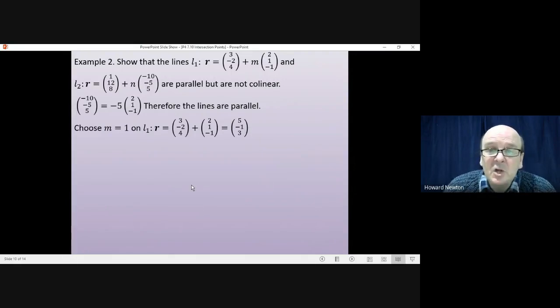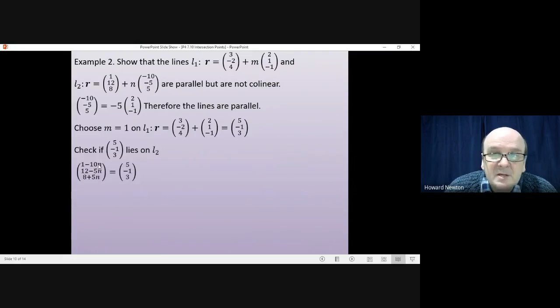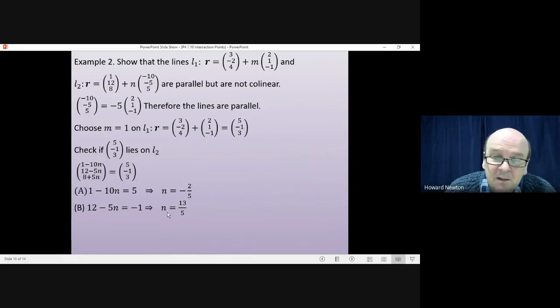Now I need to show that that point is not on the second line. So checking if (5, -1, 3) is on the second line, that's the equation for the second line, written as a single vector. And I want to know if there's some value of n which will give me that point for the answer. Looking at the i values, I'd get n equals -2 over 5. Looking at the j values, I immediately get a different value, n equals 13 over 5.